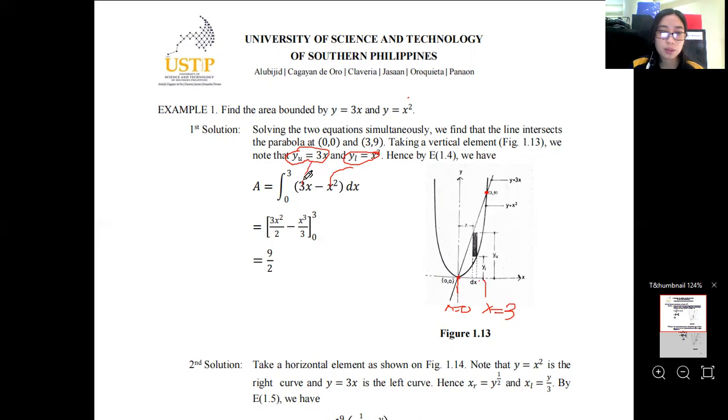So we use the power rule in solving the equation. So 3x can be 3x to the power of n plus 1 over n plus 1. So 3x squared over 2 minus x squared, so x to the 2 plus 1, x cubed over 2 plus 1, which is 3, from 0 to 3. So the answer now is 9 halves, 9 halves square units.